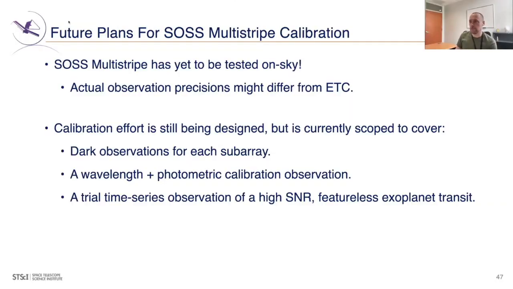Now the future plans for the SOSS calibration. At the moment, we're yet to test on sky, right? The actual observation precisions might differ a little bit from the ETC, so just keep that in mind. The calibration effort is still being designed, but right now we're going to cover some generic things like dark observations for each subarray, wavelength and photometric calibration. Ideally, the wavelength and photometric calibration should be identical to the current SUBSTRIP256. And the other thing we're hopefully going to try is a time series observation of a high signal to noise featureless exoplanet transit to make sure everything's working correctly and the pipeline operates correctly.